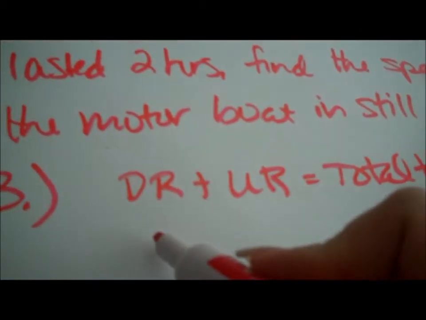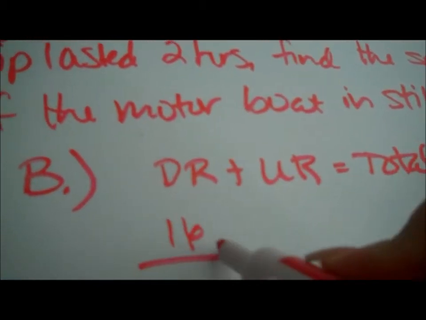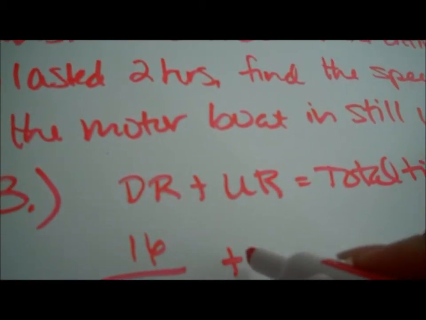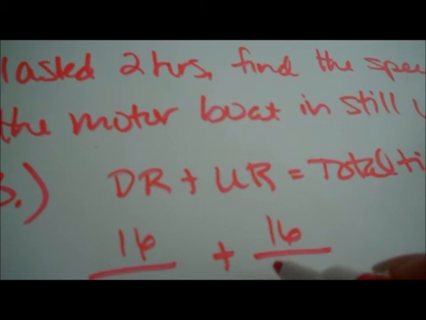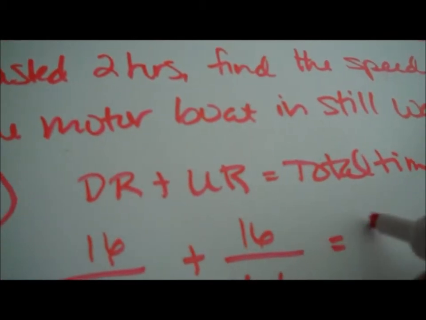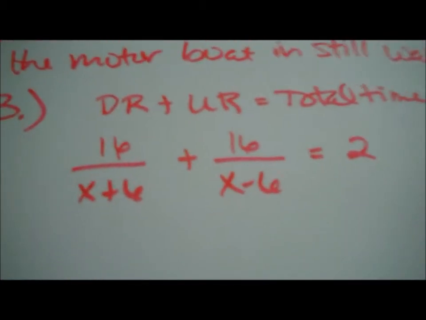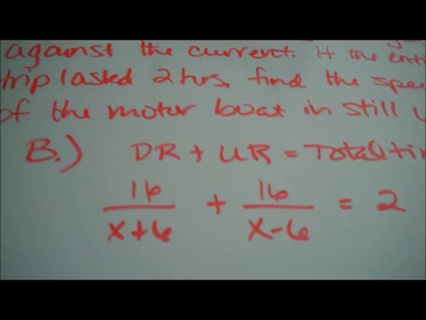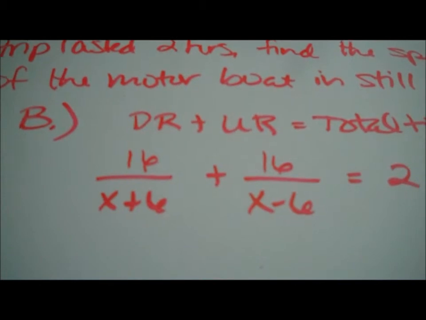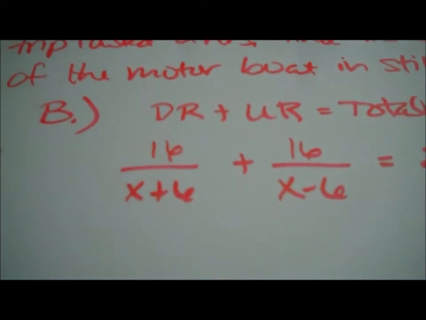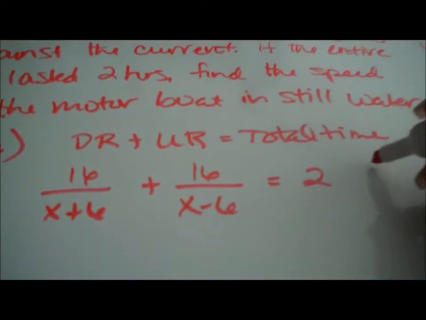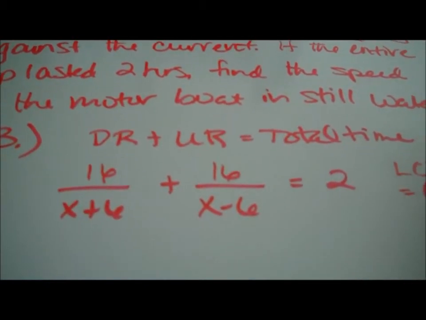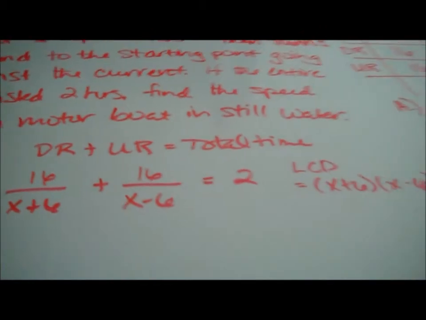Okay, so the time for downriver again is 16 divided by x plus 6, plus the upriver, which is 16 over x minus 6, and this has to be 2 for 2 hours. This looks like a problem that we did in chapter 7 where we have a rational equation. So our LCD in this case is going to be x plus 6 and x minus 6.